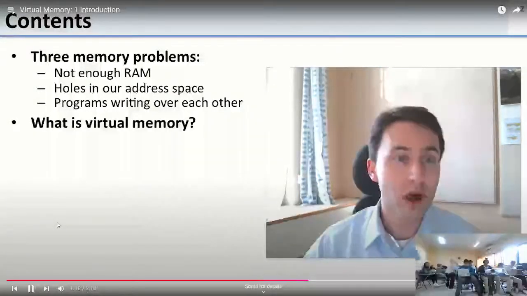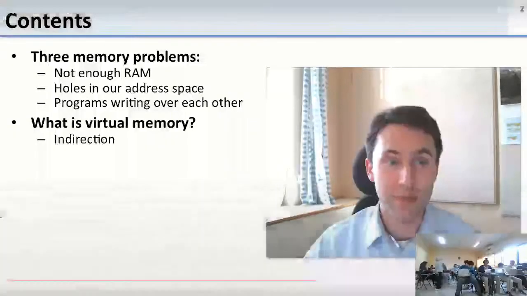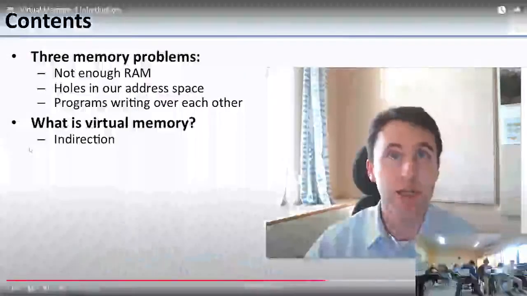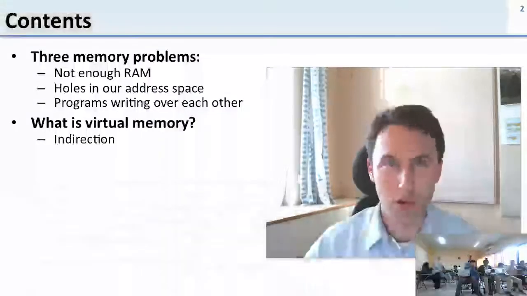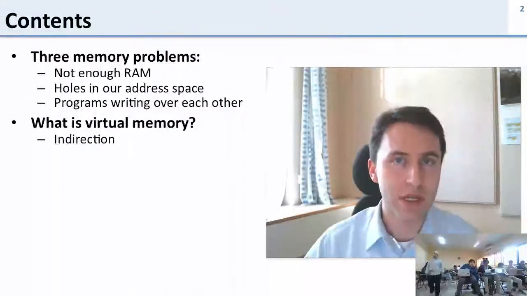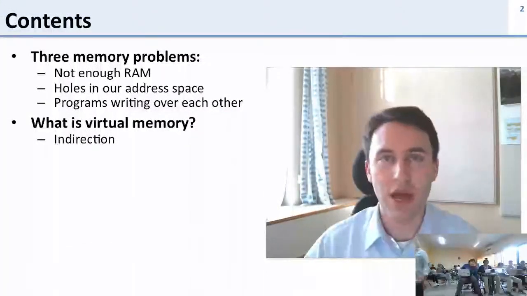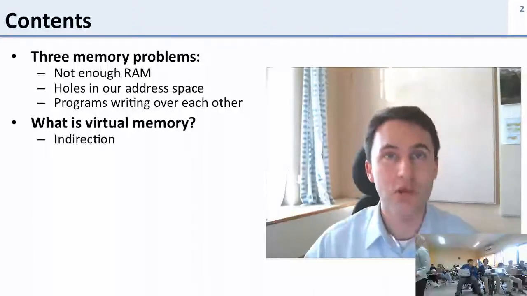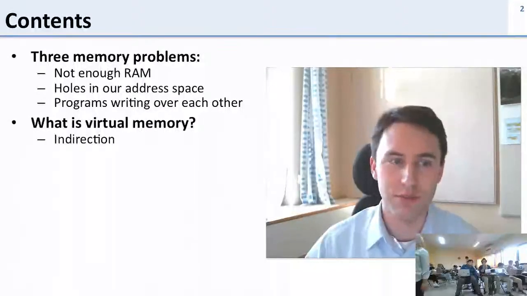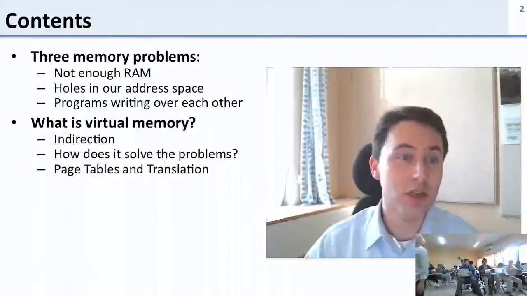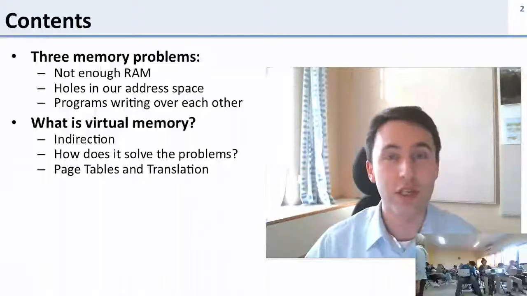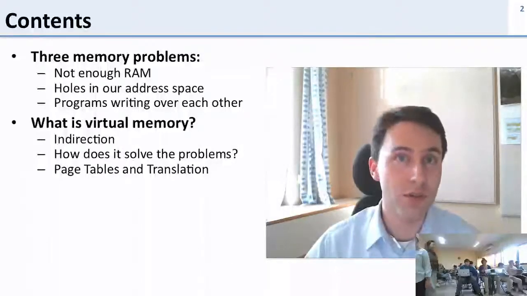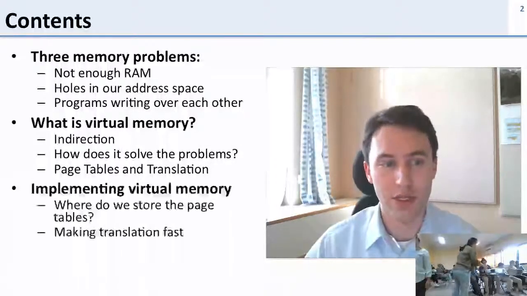After going through those problems, we're going to talk about what virtual memory is. Basically, it's just indirection. Virtual memory is the idea that we take the address that the program uses and we map it to the real address in memory. By having this mapping going back and forth, we can do a lot of interesting things about controlling where the memory goes and how we use it. We're going to show how this indirection solves the problems above, and we're going to talk about the idea of page tables and translation, which is how we store the mappings and how we actually do the mappings.